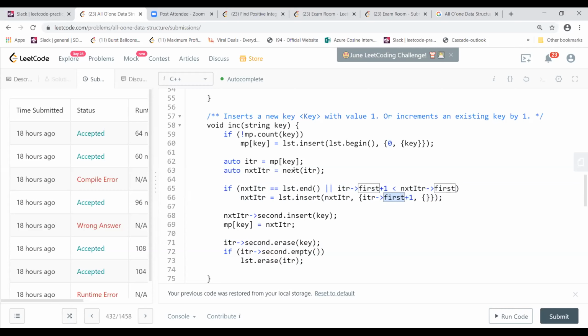Because if you have a next iterator, you don't have to increment, correct? If you find a next iterator which is not end, then it means you have a next bucket. So you just have to insert. But if you don't have that, then you have to create this one.